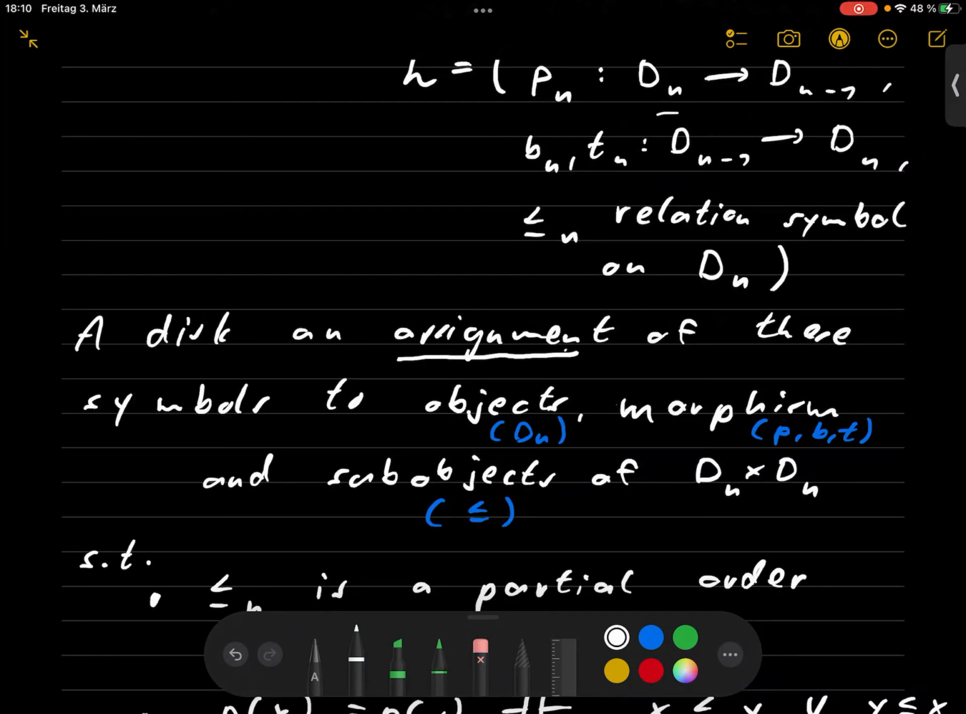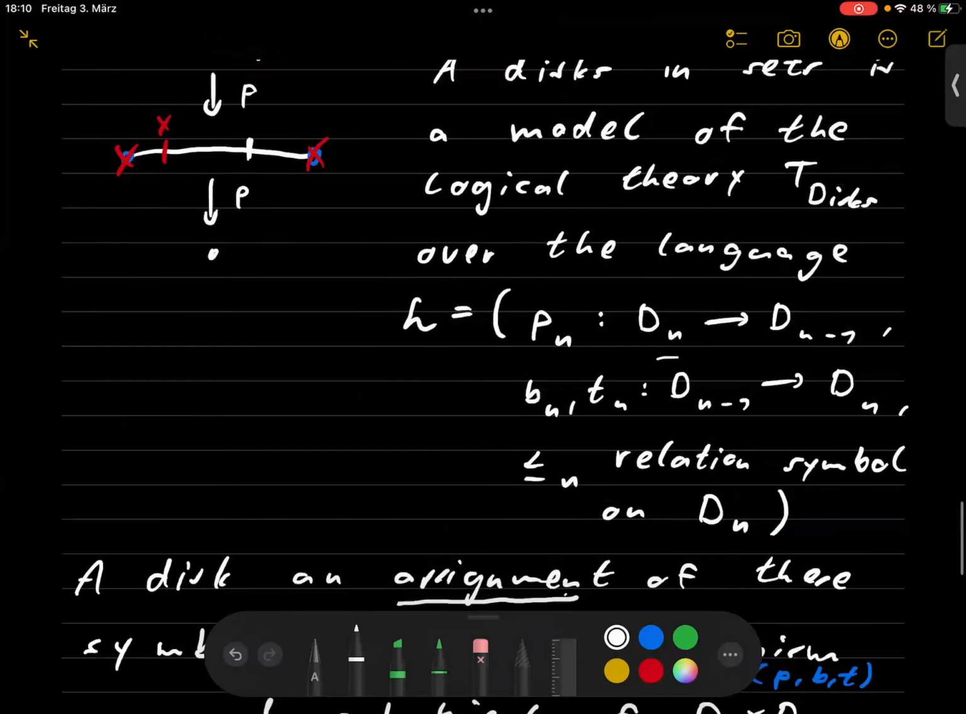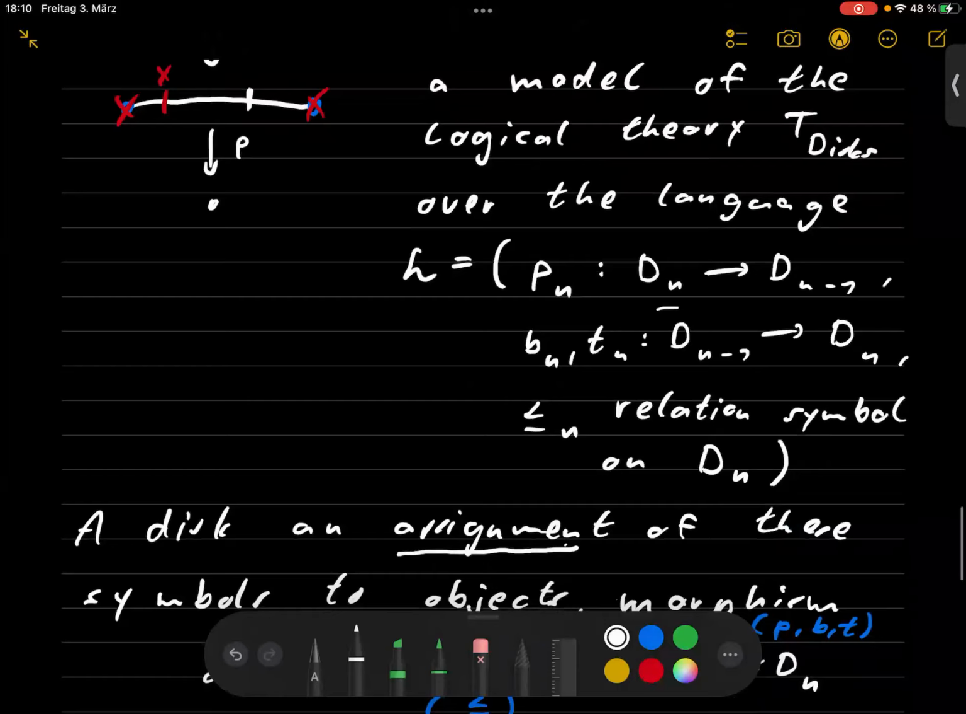And there's also an obvious notion of map between models, and this would just be a morphism in the category of sets in this case, that takes each realization of the D_n to the D_n in the other model, and such that it commutes with all the possible function symbols, and relation symbols are also preserved. So this is the obvious way how you can now state what is a morphism of these disks.